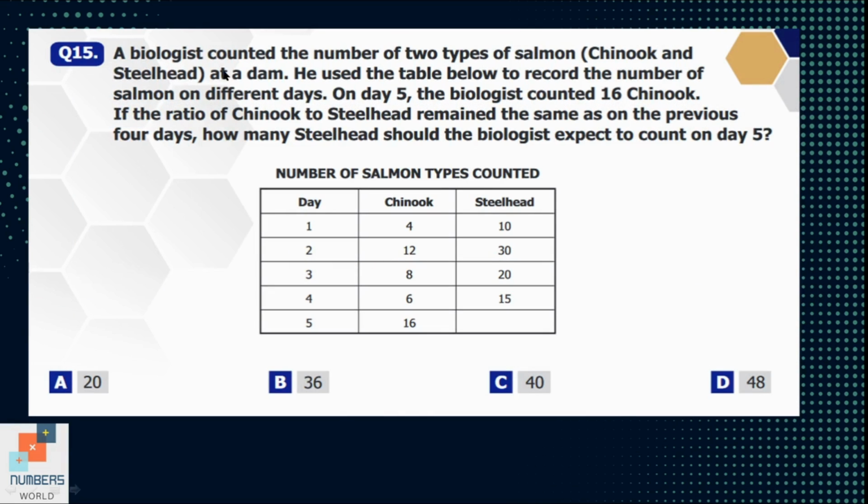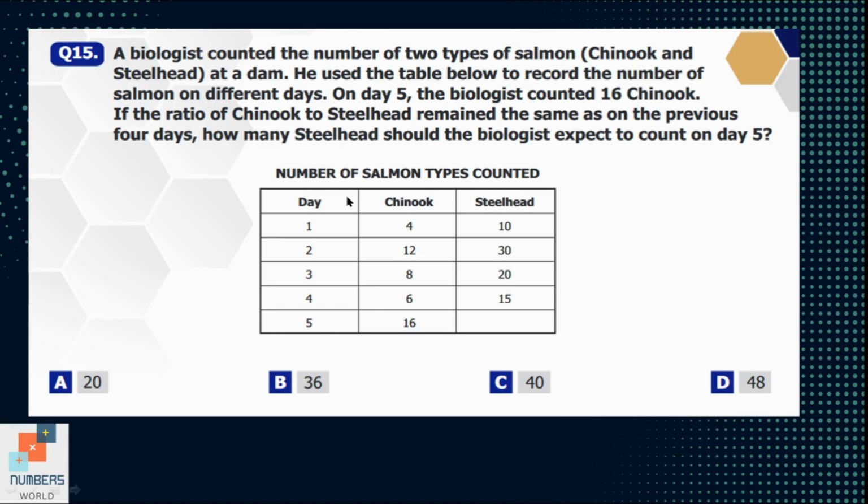Question number 15. A biologist counted the number of 2 types of salmon, chinook and steelhead, at a dam. He used the table below to record the number of salmon on different days. On day 5, the biologist counted 16 chinook. If the ratio of chinook to steelhead remained the same as on the previous 4 days, how many steelhead should the biologist expect to count on day 5?